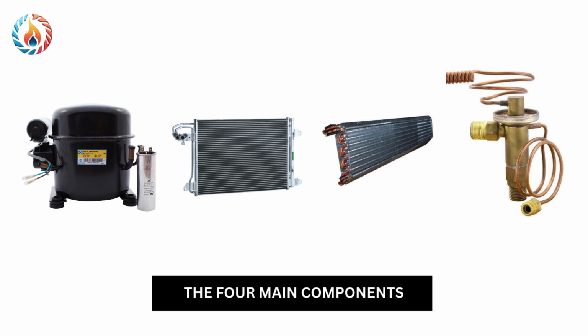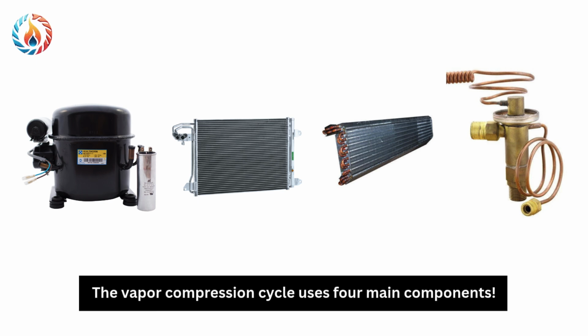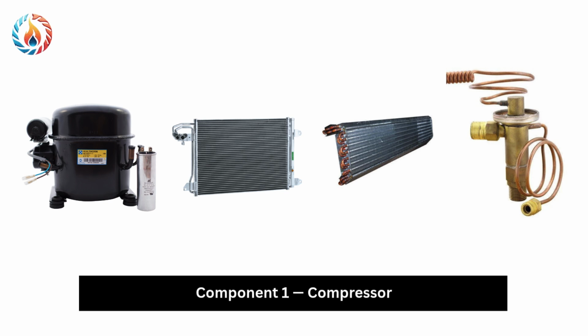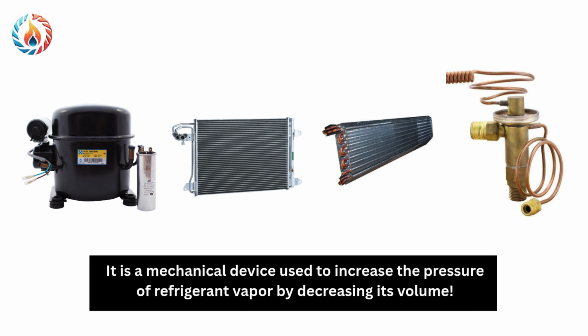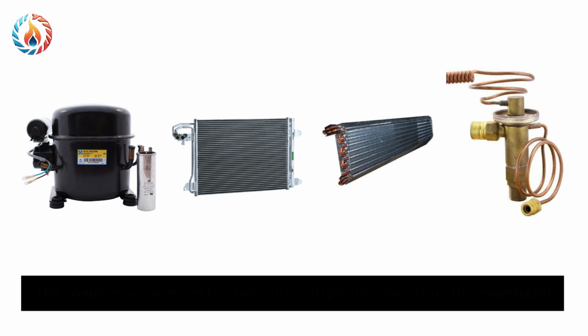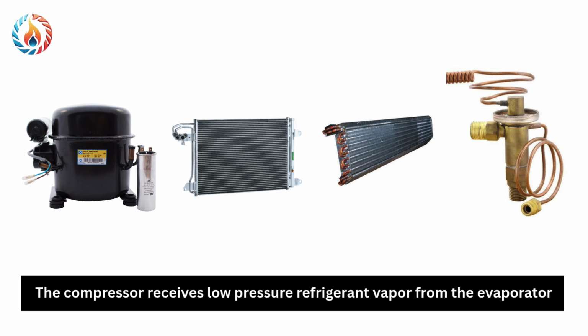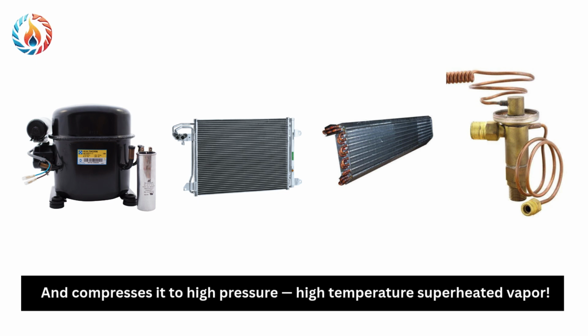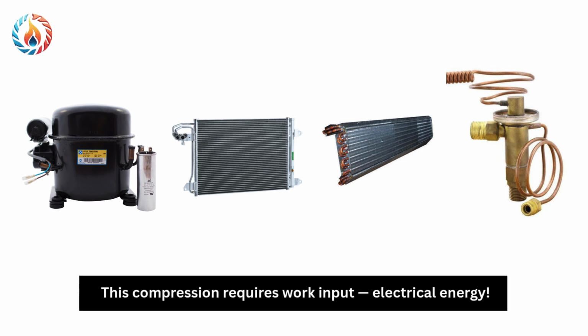The four main components. The vapor compression cycle uses four main components. Every technician must know these perfectly. Component 1. Compressor. The compressor is the heart of the entire system. It is a mechanical device used to increase the pressure of refrigerant vapor by decreasing its volume. The compressor receives low-pressure refrigerant vapor from the evaporator and compresses it to high-pressure, high-temperature superheated vapor. This compression requires work input, electrical energy.